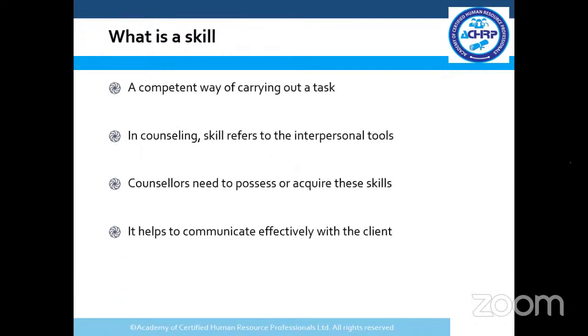So when we talk about a skill, it's a competent way of carrying out a task, which each one of us needs to possess so that we can do our work in a professional way. Like if you're going to be meeting clients who are having issues, we do it in a professional way. In counseling, it refers to the interpersonal tools. Remember, it's the two of you. Someone is going to talk, someone is going to be listened to.